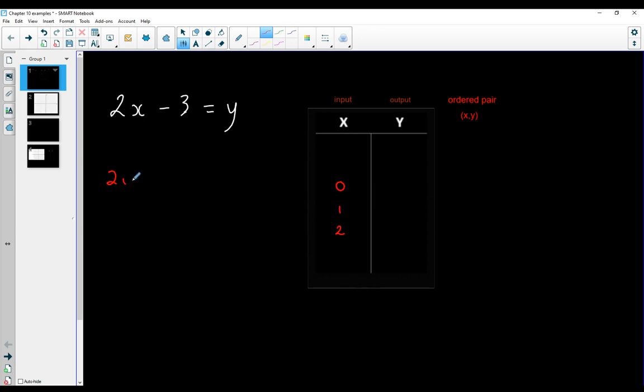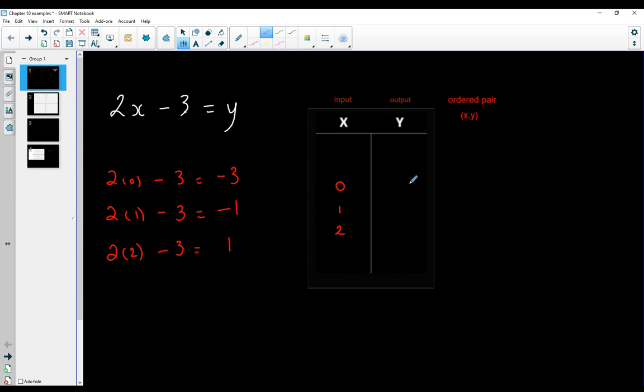Okay, so when x is 0, we would do it like this. 2 times 0, 0, subtract 3 is negative 3. Real quick, 2 multiplied by 1 as the input, subtract 3 is going to be negative 1. And 2 multiplied by 2, subtract 3 is going to equal positive 1, right? 2 times 2 is 4, subtract 3 is 1.